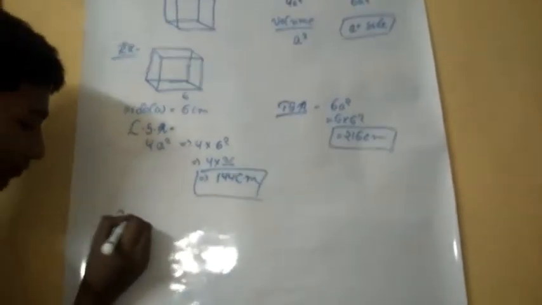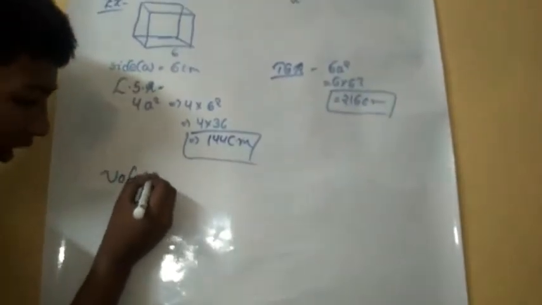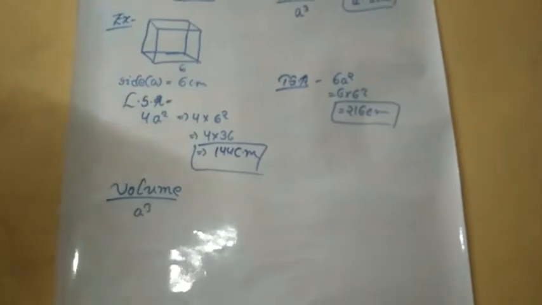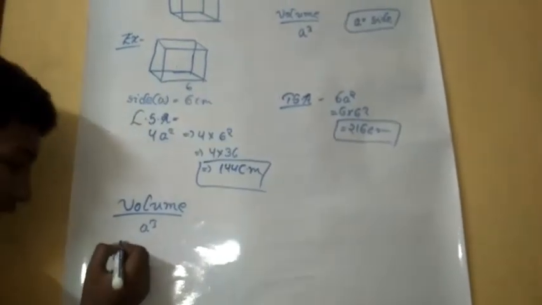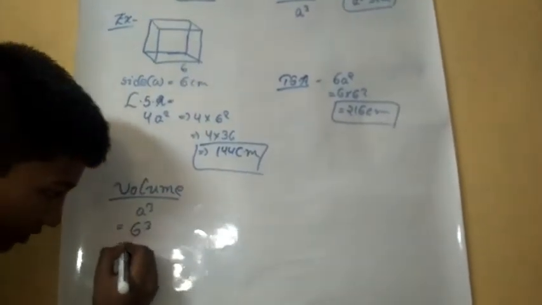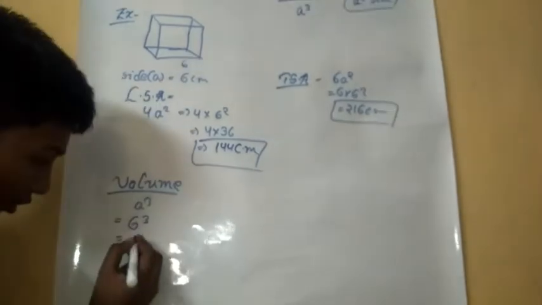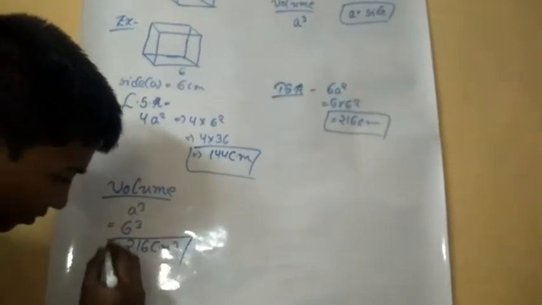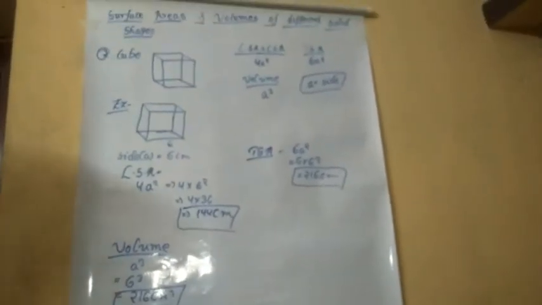Let's do the volume. The volume formula is a cube. A cube means we have to do 6 cube. 6 cube means what? 6 cube is equal to, as we know that, 216 centimeter. So friends, we have got here 216 is the volume of this cube.